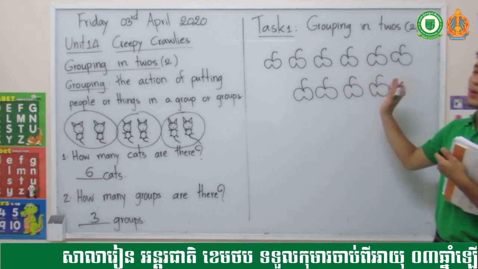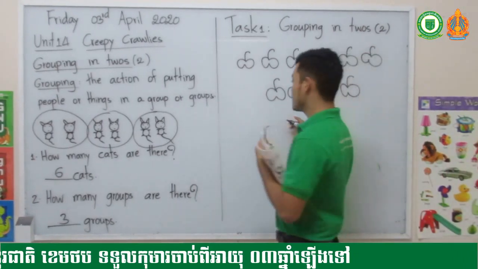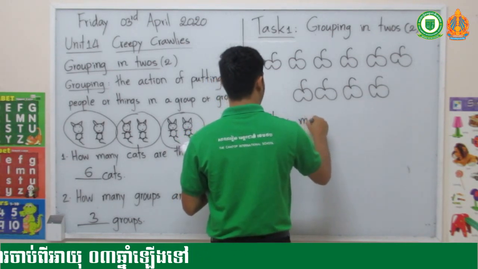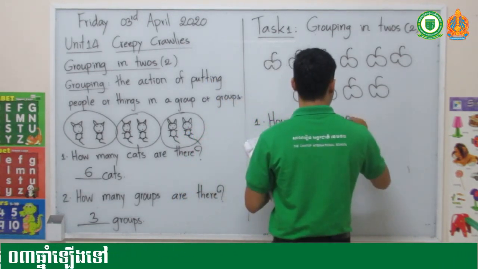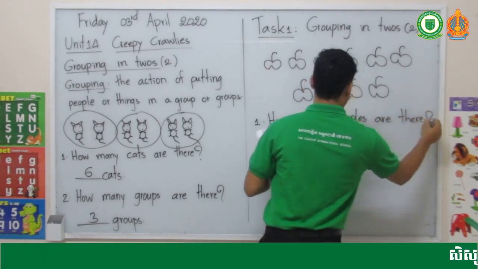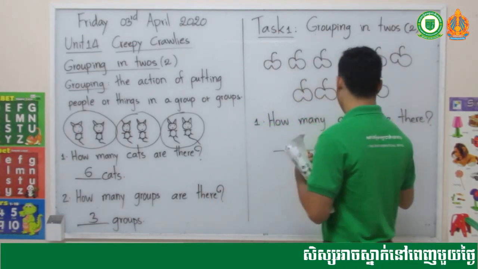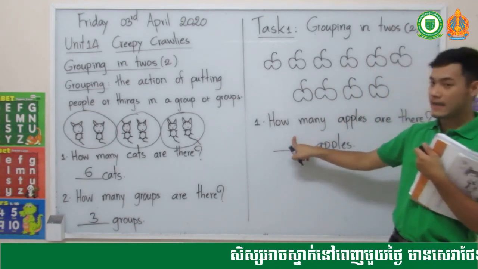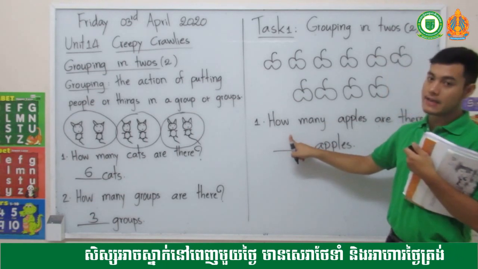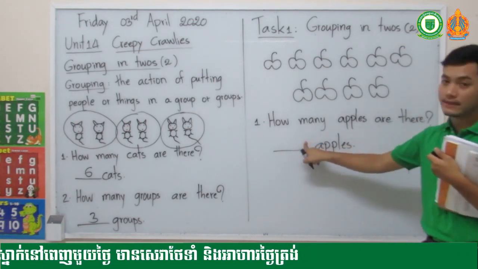You're going to do it by yourself, but I give you 2 questions, the same as the lesson that you already learned. Question number 1 is, how many apples are there? You need to count the apples and then complete the answer here. So complete the blank.